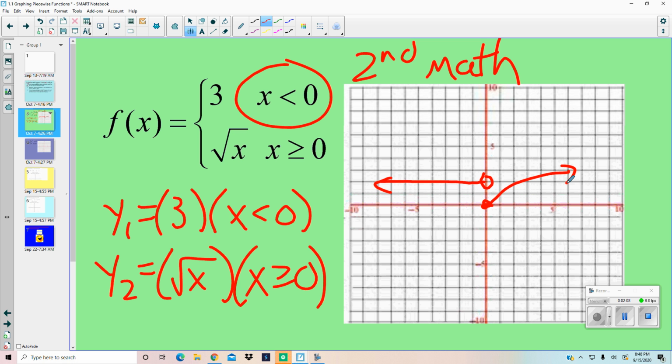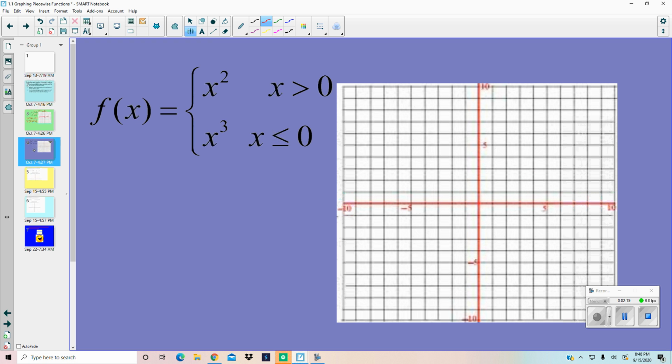It's going to look like that, and that does include 0, so that's going to be a closed circle. So if the graphs don't connect, you have to pay attention to whether the inequality is open or closed, and that'll tell you whether you have an open circle or a closed circle at the end point. Let's look at another one.